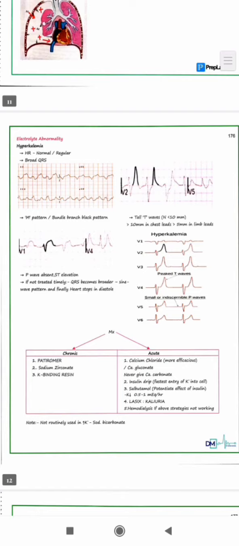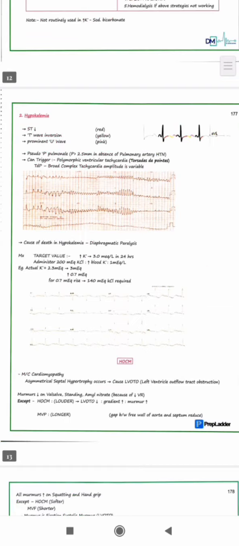Now we have to remember the important point that the drug not routinely used to lower K is sodium bicarbonate. Then hypokalemia, which shows ST depression and T wave inversion. And this is a diagram showing this condition. Now the cause of death in this condition is diaphragmatic paralysis.